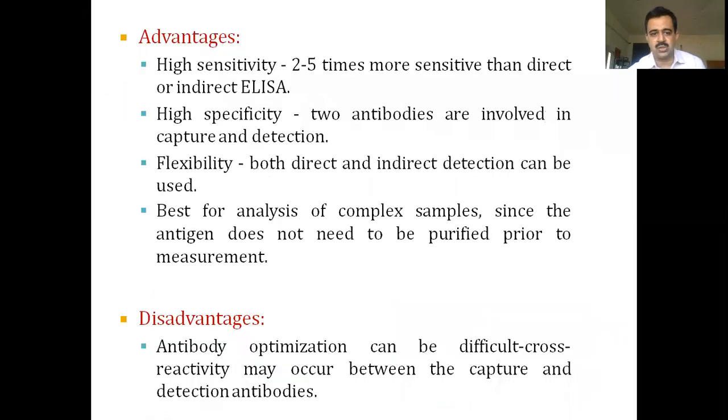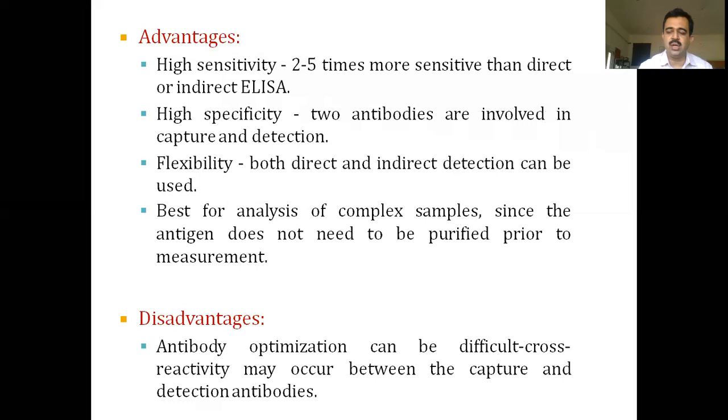So what are the advantages? Highly sensitive, 2 to 5 times more sensitive than direct or indirect ELISA. High specificity, 2 antibodies are involved in capture and detection. Flexibility, both direct and indirect detection can be used. Best for analysis of complex samples, since the antigen does not need to be purified prior to the measurement. Disadvantages: antibody optimization can be difficult. Cross reactivity may occur between the capture and the detection antibody.